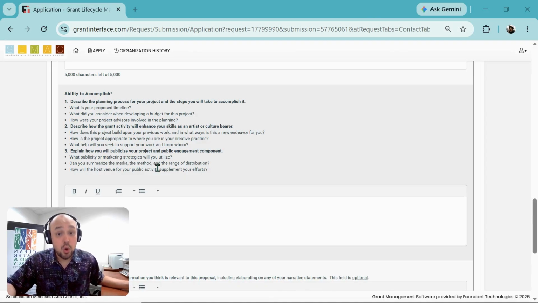As you prepare your own application, remember that reviewers are looking for evidence, not reassurance. Okay? The more clearly you explain your planning process, the reasoning behind your decisions, and how each part of the project fits together, the more confidence reviewers will have in your ability to successfully accomplish what you've proposed.